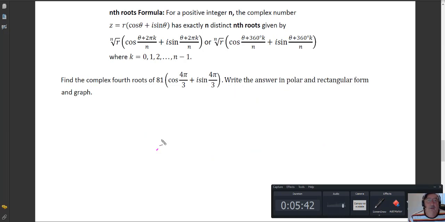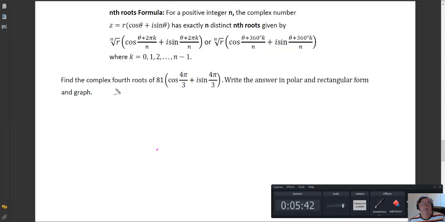All right, so in this example, we're going to use this nth roots formula again to find the complex fourth roots of this number, 81 cosine 4 pi over 3 plus i sine 4 pi over 3. We're going to write these fourth roots using both polar and rectangular form, and then we're actually going to graph them as well. All right, so let's start out here.